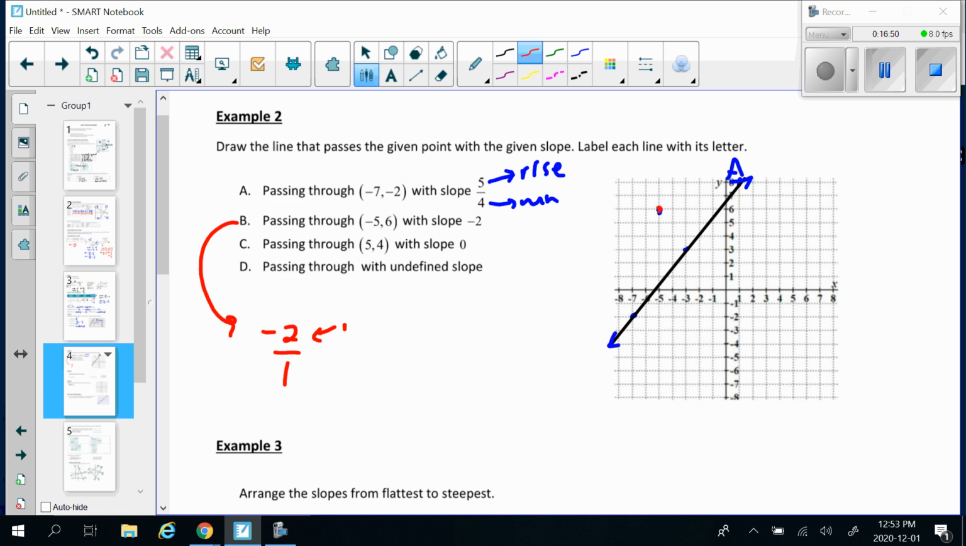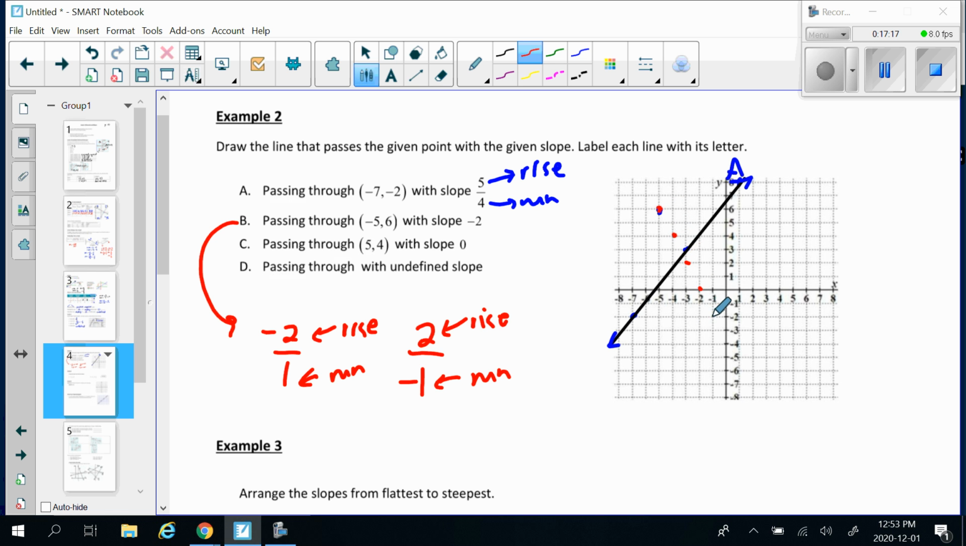You can rise by -2 and you can run by 1, or if you want, you can rise by 2 and you can run by -1. Either way, that's going to work, okay? But because I'm already pretty high on the graph, I'm going to try and rise in a negative direction because I want to move downwards. So -2 and then run by 1, -2, run by 1, -2, run by 1.